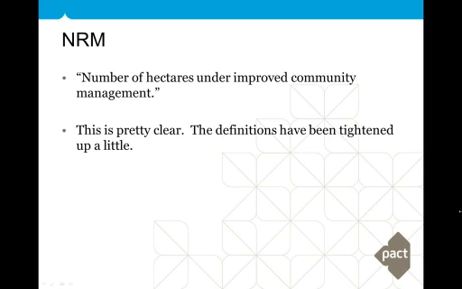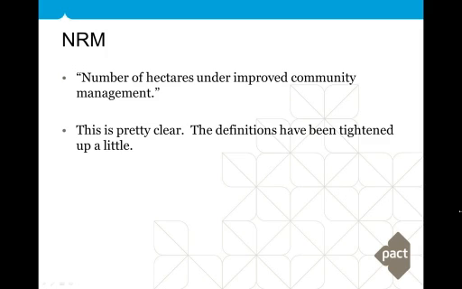The Natural Resource Management Indicator, number of hectares under improved community management, is pretty clear. The protocol has been updated a little just to tighten up the definitions and the language. One question we did get last year, because I think of some vague language in the indicator protocols, was whether or not you should be reporting hectares that you no longer work with. And we're asking you only to report on hectares that your project has actually worked with during the last fiscal year, which I think is pretty intuitive anyway.